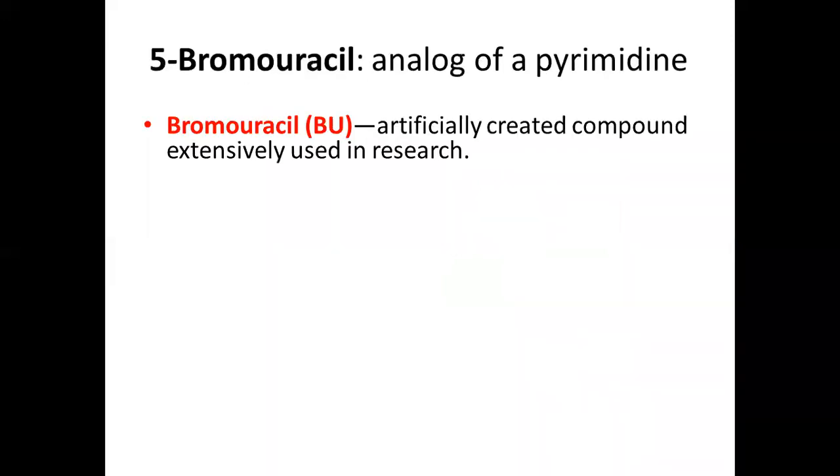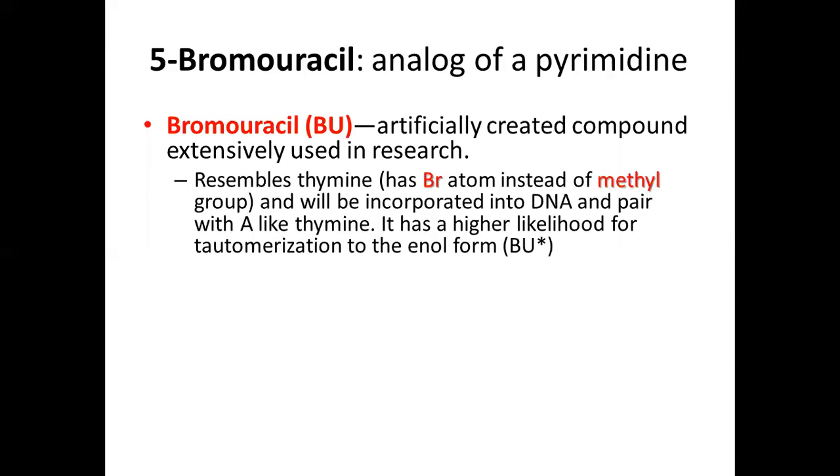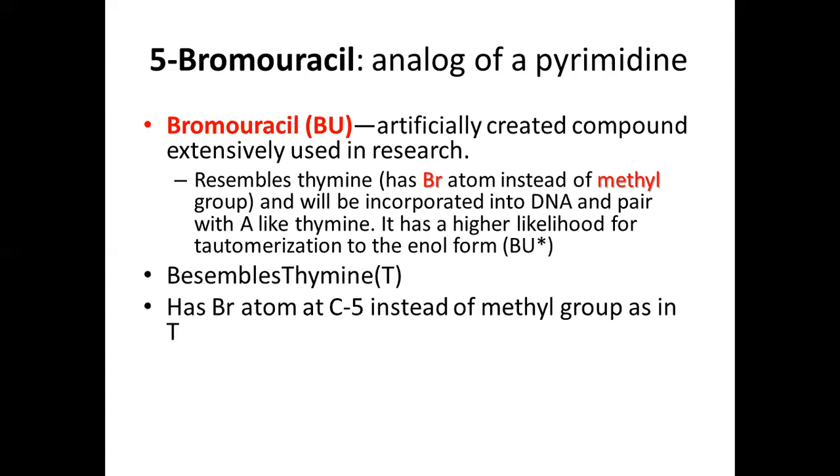So let's look at this common agent, 5-bromouracil, which is an analog of a pyrimidine. It is actually extensively explored in research. It is artificial and it resembles thymine. However, it has a bromine atom instead of a methyl group at carbon 5.